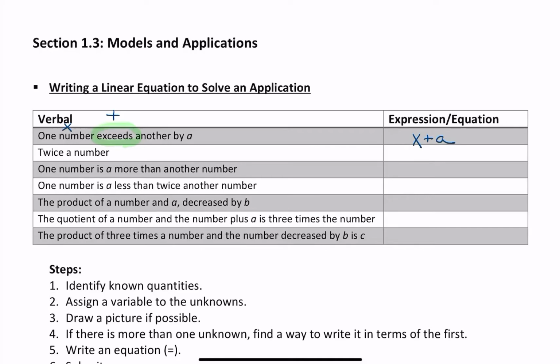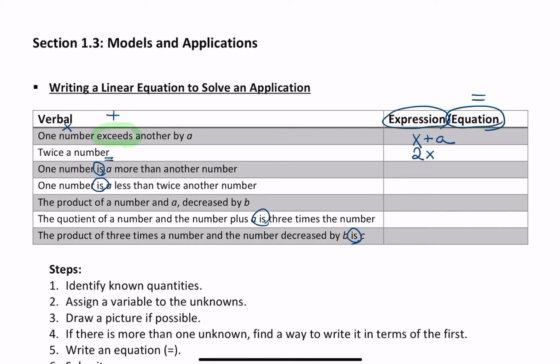The next one, twice a number, would just be 2 times that number that we still assign a variable to. So I'm going to call it X again. Next, we have one number is A more than another number. When you see the word is, that means you're going to have an equal sign, which before these two were expressions because there was no equality. But if you see the word is, that means it's equal to. So all of those examples will be equations because they have an equals.